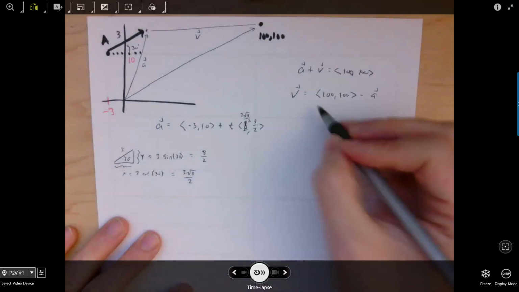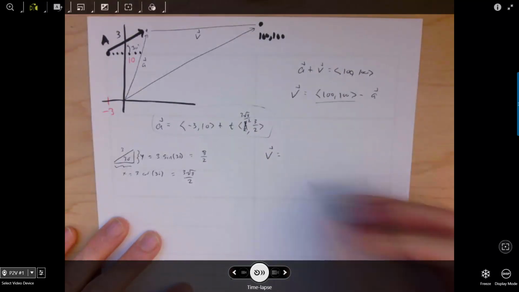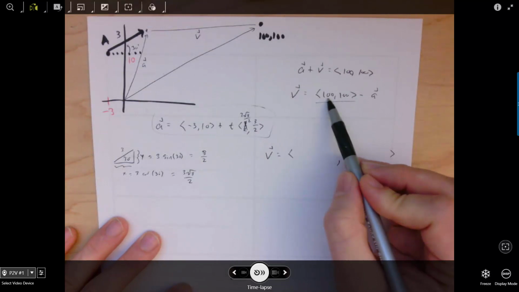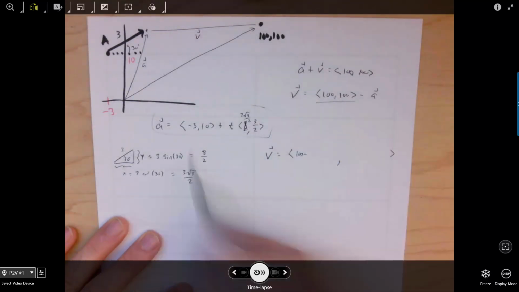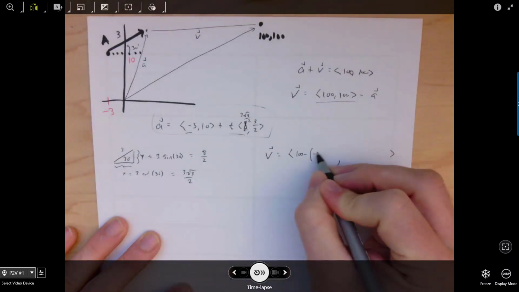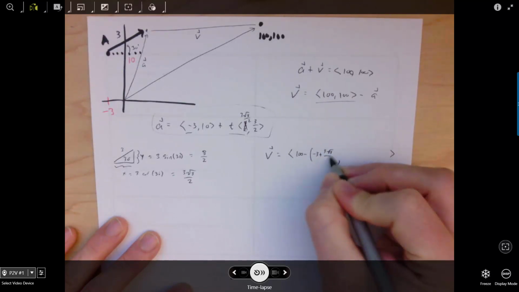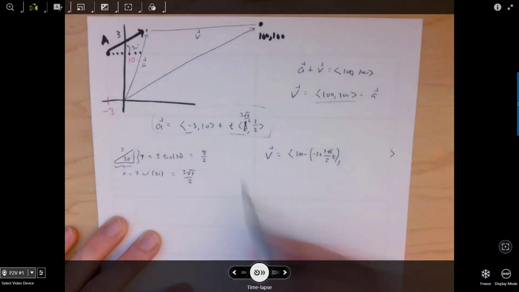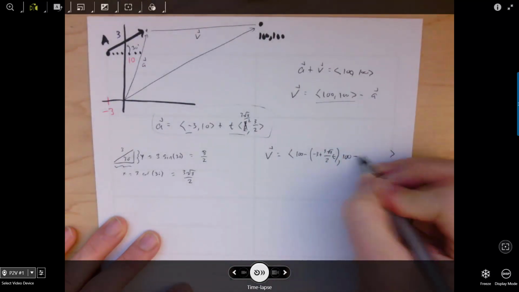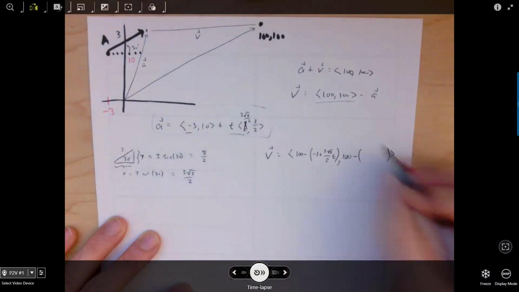All right, so we've got 100 and 100, we've got our A vector, so now we can find the V vector just by subtracting them component-wise. So I'm going to do that right now. For my X component, I've got 100 minus both of these parts. So I'm subtracting -3 plus 3 root 3 over 2t. So I distributed the t into here. And then for my Y components, I've got 100 minus 10 plus 3 over 2t.